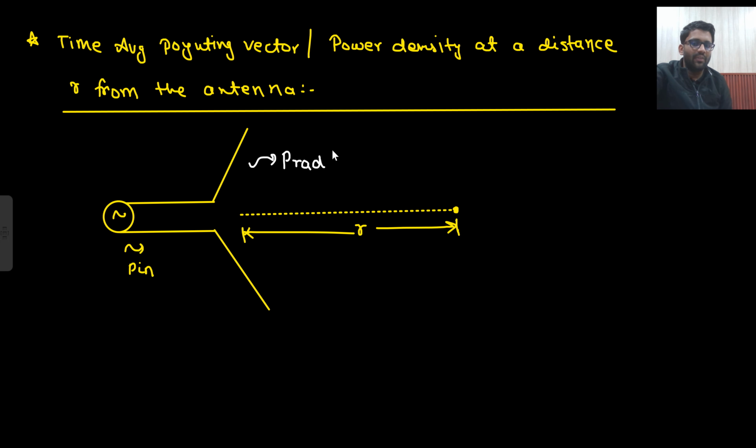Forget about this relation between P in and P radiated. That relation we will see. So your source is giving P in power. The power radiated by the antenna is P radiated. So at this particular point, it is radiating P radiated power.